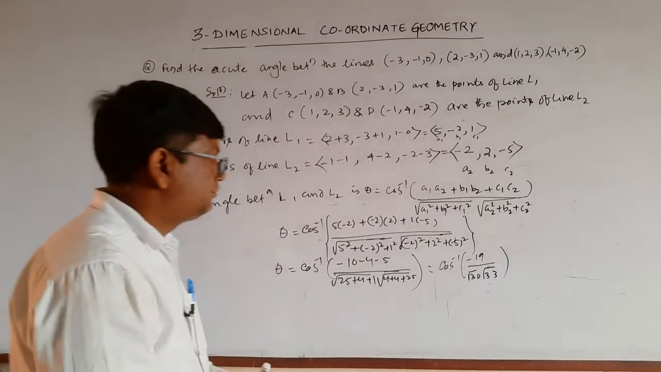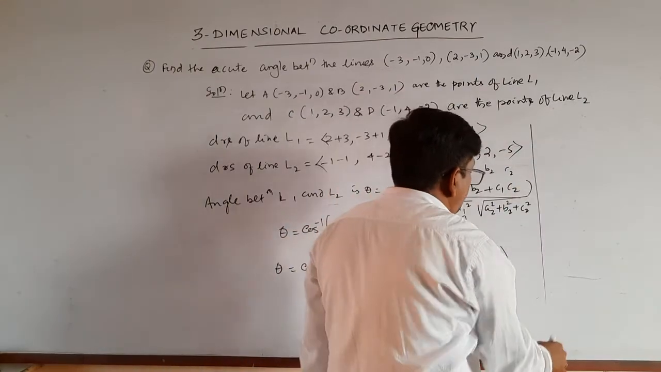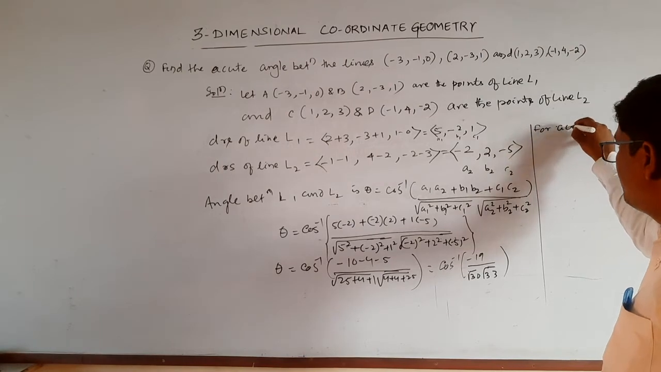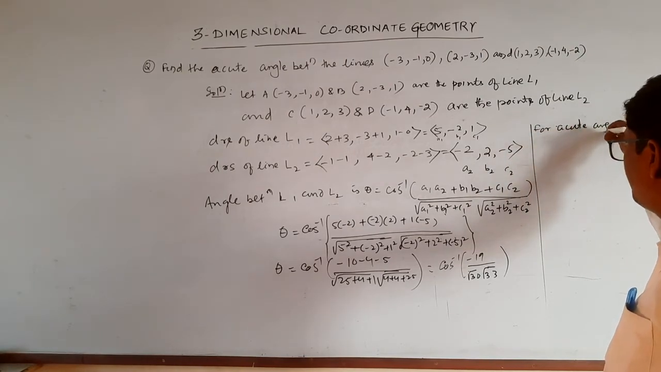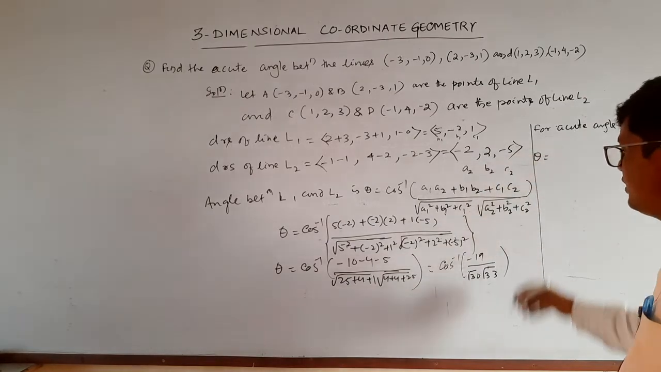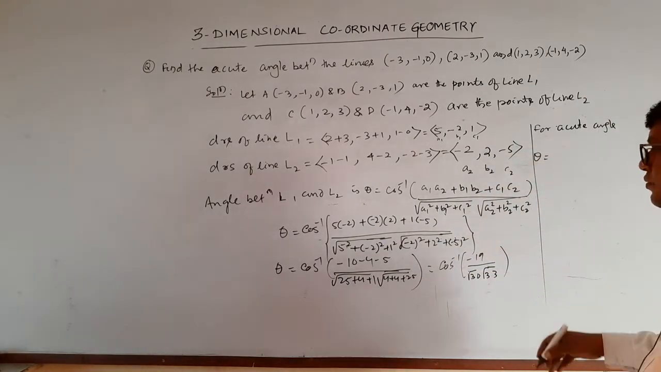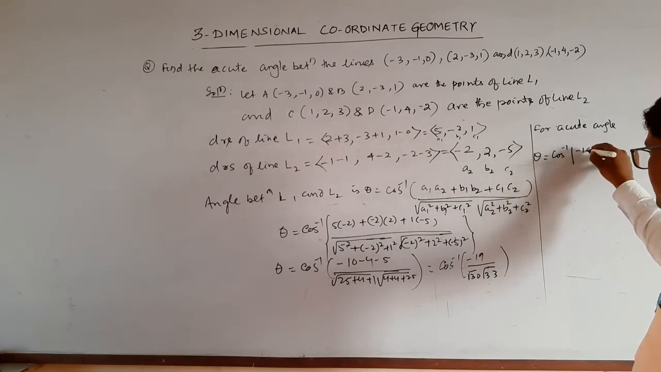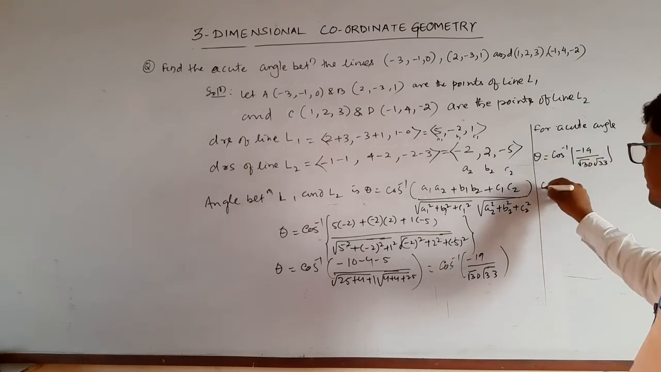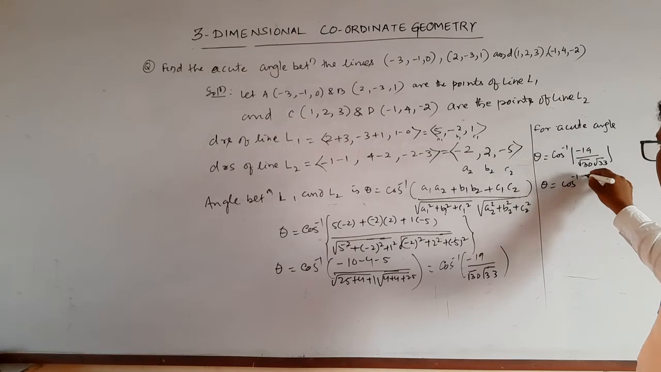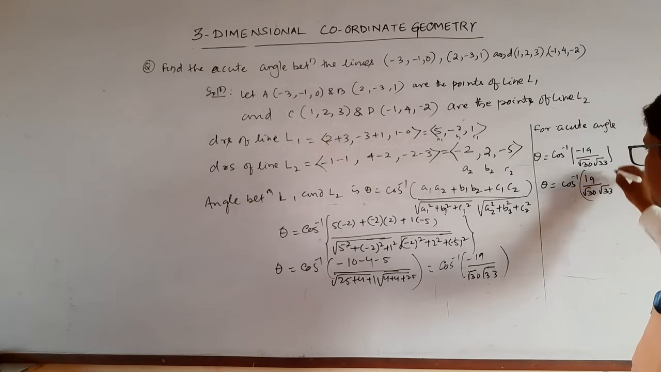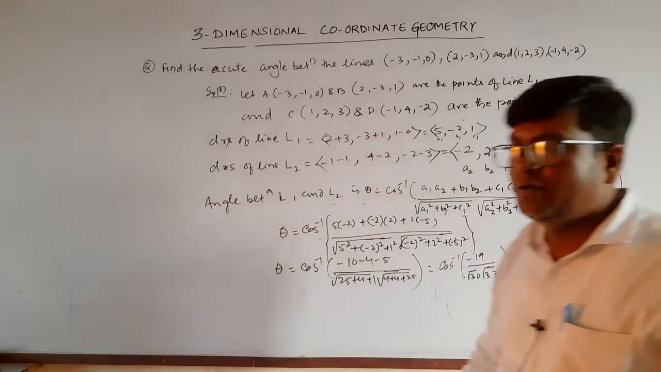For an acute angle, theta is equal to cos inverse of the mode of minus 19 by root over 30 root over 33. So theta is equal to cos inverse 19 by root over 30 into root over 33. This is the angle between the two lines.